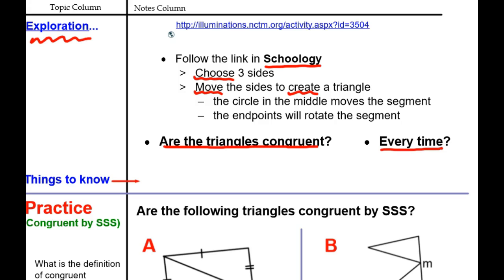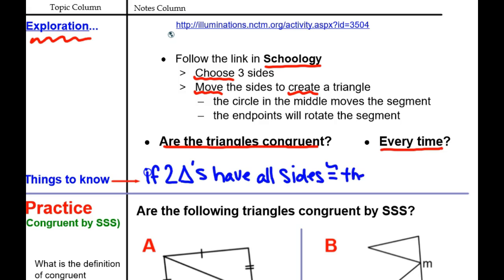The things to know. What do I want you to know about this whole thing by the time we're done here? I want you to know that if two triangles have all sides congruent, then the triangles are always going to be congruent. They will always be the same. We call that SSS, side, side, side.